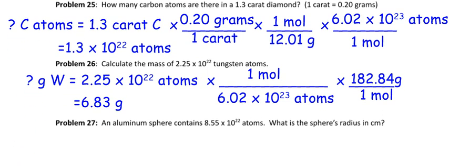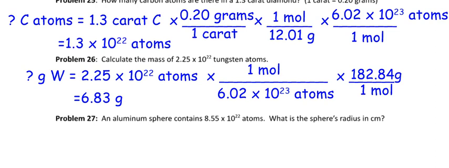Number 27. This is a little bit different. We want to go from atoms to centimeters radius. Well, what do you think of a sphere? Do you think you can get a volume in there? So I'm going to go from atoms to volume. We didn't learn that. Can a mole go to volume? No, mole goes to grams. Wait a minute, grams? Periodic table, that's right. But what else? What does grams, mass and volume?